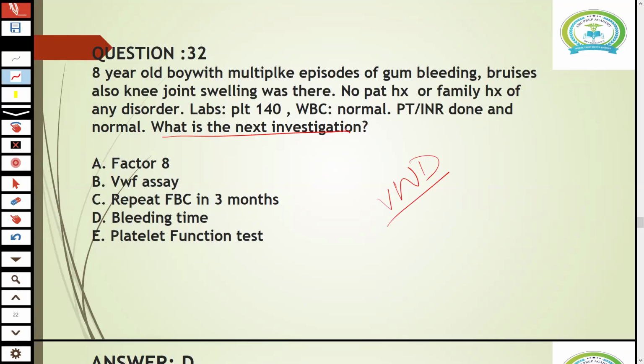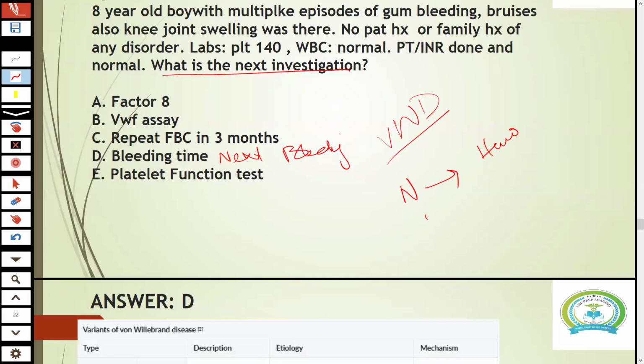That's why I always ask you to please read carefully the last line, what they are asking. Yes, now you are right. Whenever they ask the next thing, please go with the bleeding time. If you are confused between von Willebrand and hemophilia, still the next thing would be bleeding time. If it's normal, they will give you a clue about hemophilia. But if it's abnormal or prolonged, you can easily think of von Willebrand factor disease. Simple.